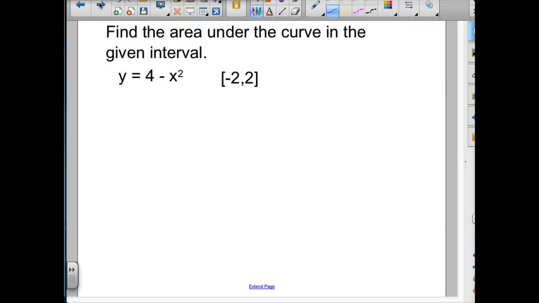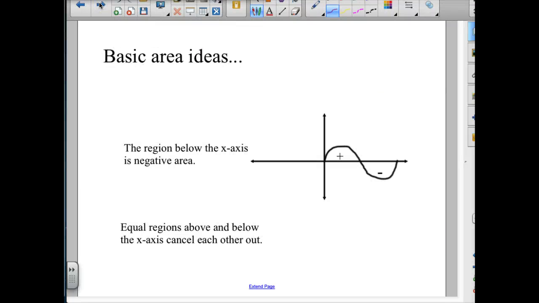Okay, we don't need to do this example. A basic area idea is that if you have area above the x-axis, it should be positive, and if you have area below the x-axis, it should be negative.